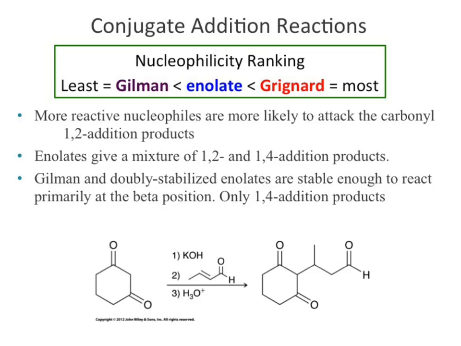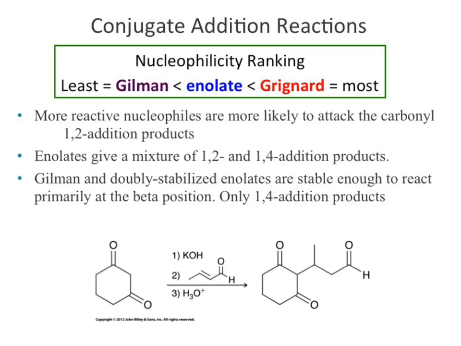Our Gilman reagents and doubly stabilized nucleophiles, like our malonic ester, are stable enough that they will react primarily at the beta position when they come in contact with these alpha-beta unsaturated carbonyls. So we get only the 1,4 additions. So yes, we've got a floating gray area in between.